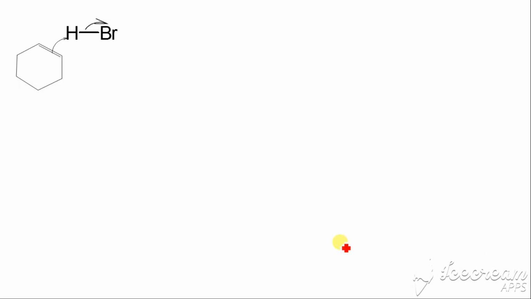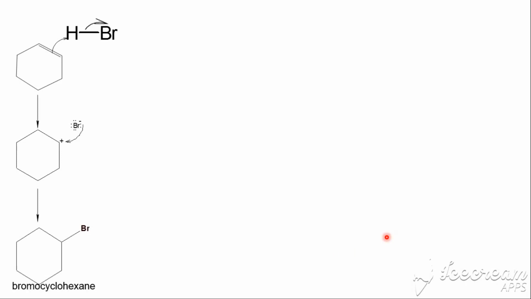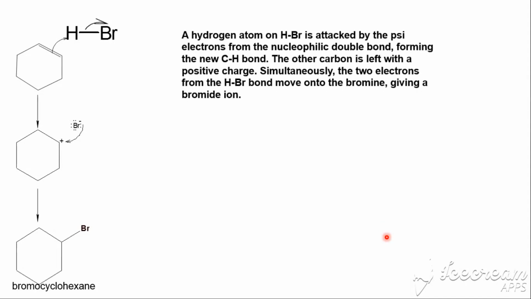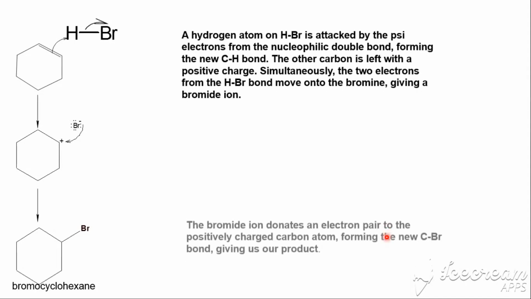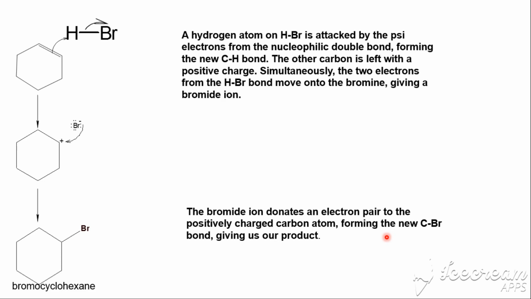This bromide ion will donate an electron pair to the positively charged carbon atom, forming the new carbon to bromine bond, yielding our addition product, which is bromocyclohexane.